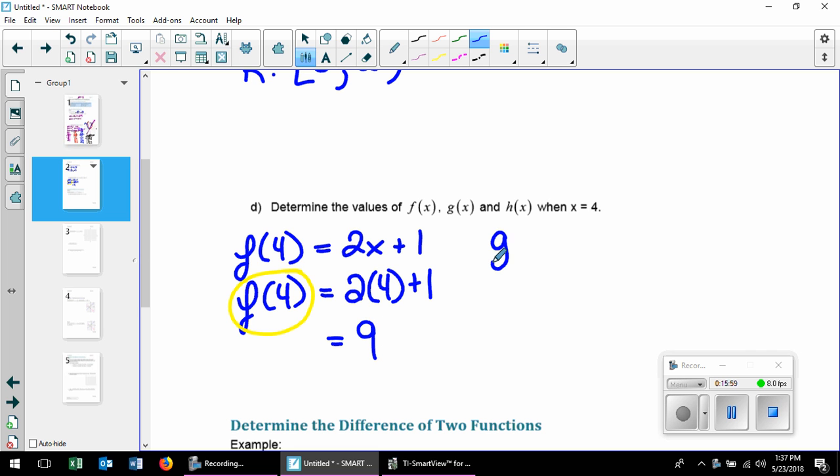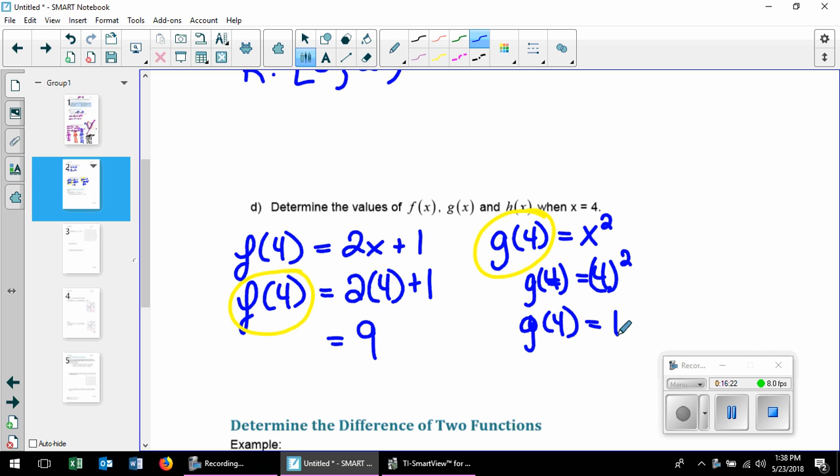So g of x, so g of 4 is equal to x squared. Again, I'm not solving for the letter g, I'm solving for that whole thing. So g of 4 is equal to 4 squared, so g of 4 is equal to 16.